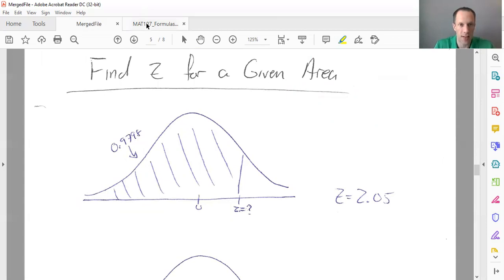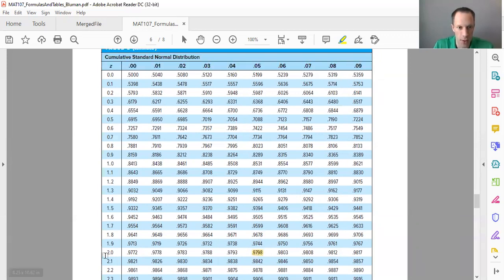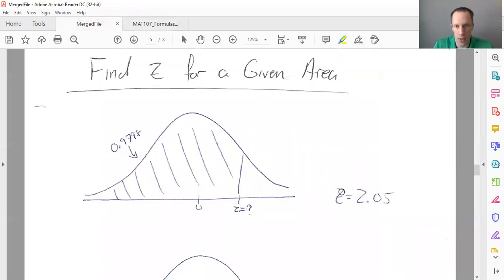If we want to find that z-score, what we're going to have to do is go through our chart here and see if we can find the number 0.9798. Well, there it is. Now, in order to get the z-value, check the row, 2.0, in the column, second decimal digit 5. So our z-score that has this area to its left is 2.05.